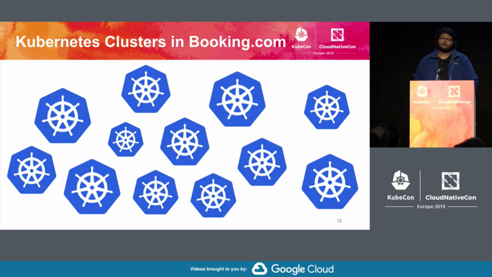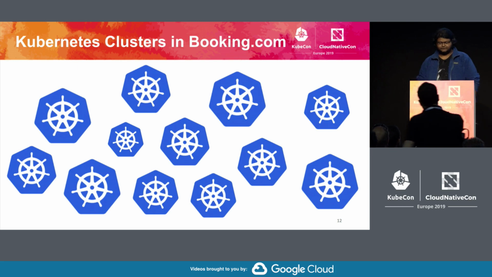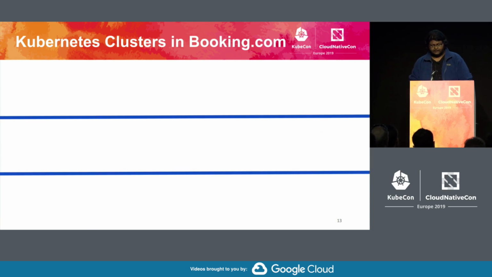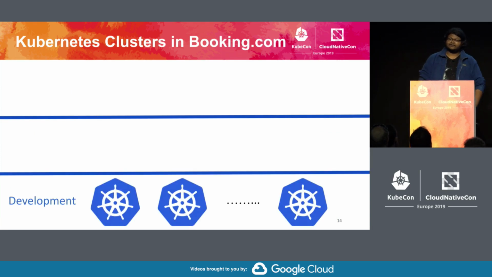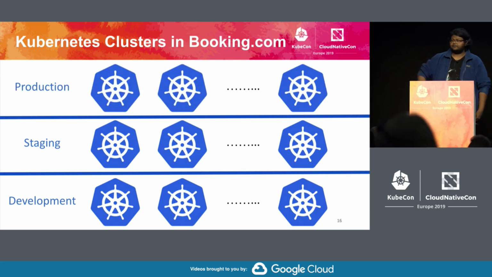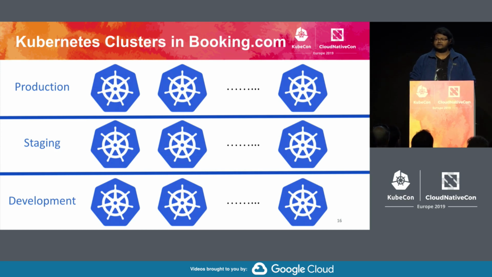So currently, at this moment in Booking.com, we run tens of multi-tenant Kubernetes clusters, where we categorize these clusters into 3 environments, basically. The first one is the dev environment, where the developers actually hack on their prototypes and new ideas. Then we have the staging environment, which resembles the production environment, but is used mostly for testing purposes. And then we have the production clusters, where the application runs and serves the production traffic.